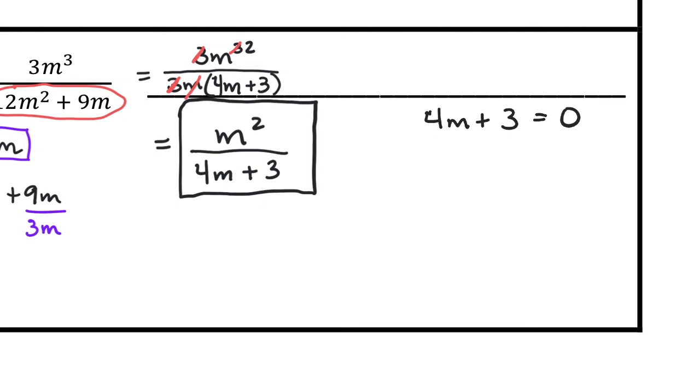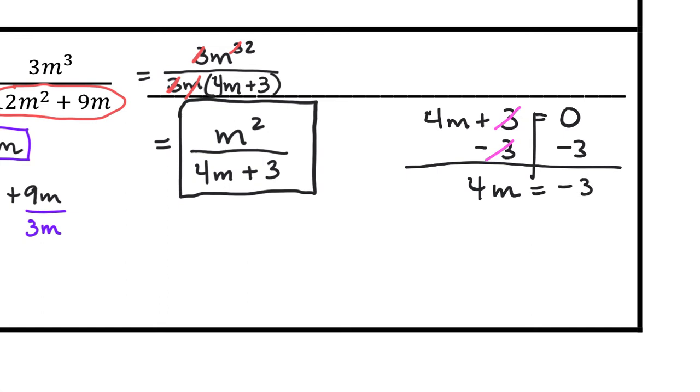and solve for m. So if I solve for m, I'm going to subtract 3 on both sides. Let me choose a different color. These are going to cancel. Bring down the 4m equals 0 minus 3 is negative 3. And then divide by 4 on both sides to get m by itself. So these are going to cancel. And so m is equal to negative 3 over 4.